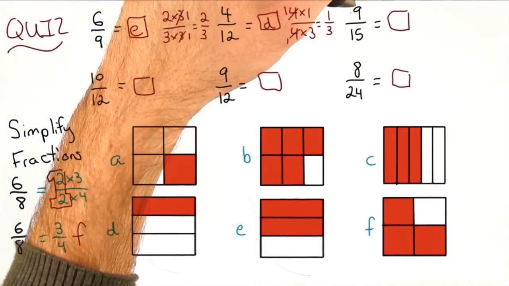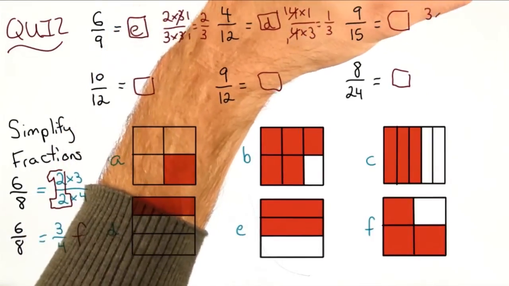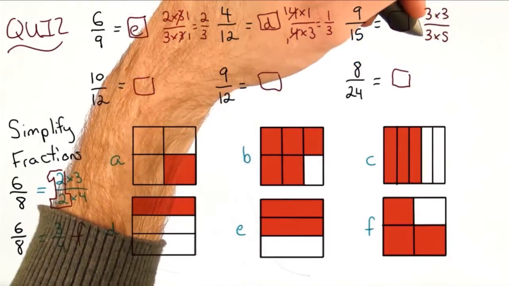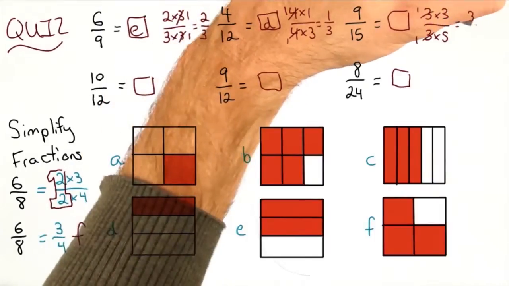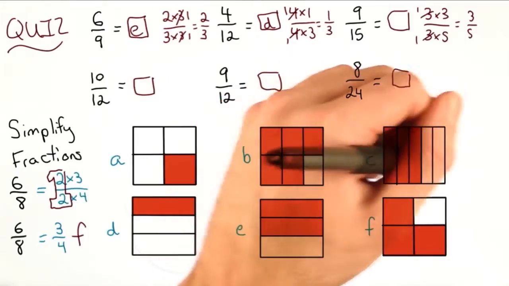For 9/15, I divide 9 and 15 by 3. So I know 9 is the same thing as 3 times 3. 15 is 3 times 5. Again, I have an equivalent of 1. 3 divided by 3 makes 1. So I'm left with 3/5. 3/5 would be answer choice C. I have 3 pieces out of 5.